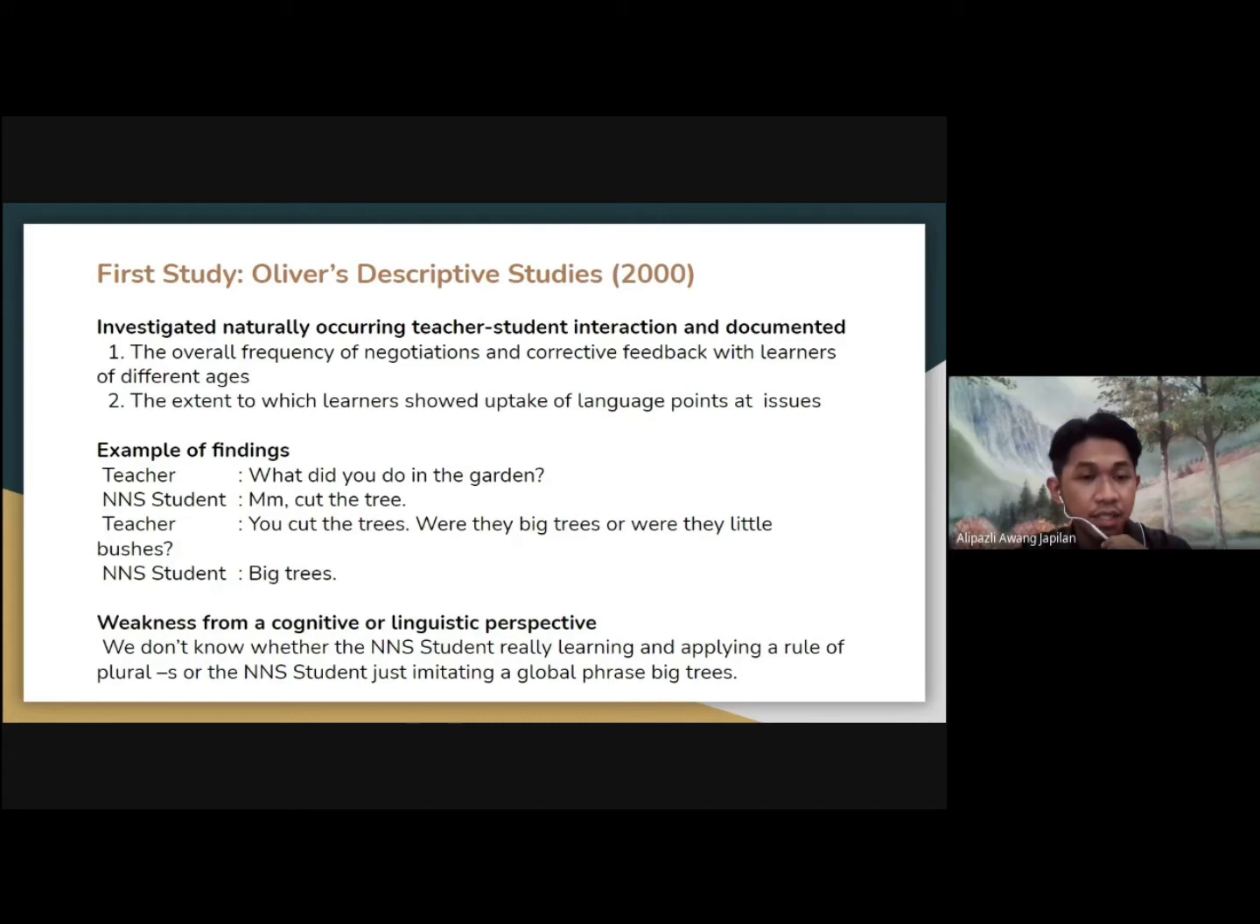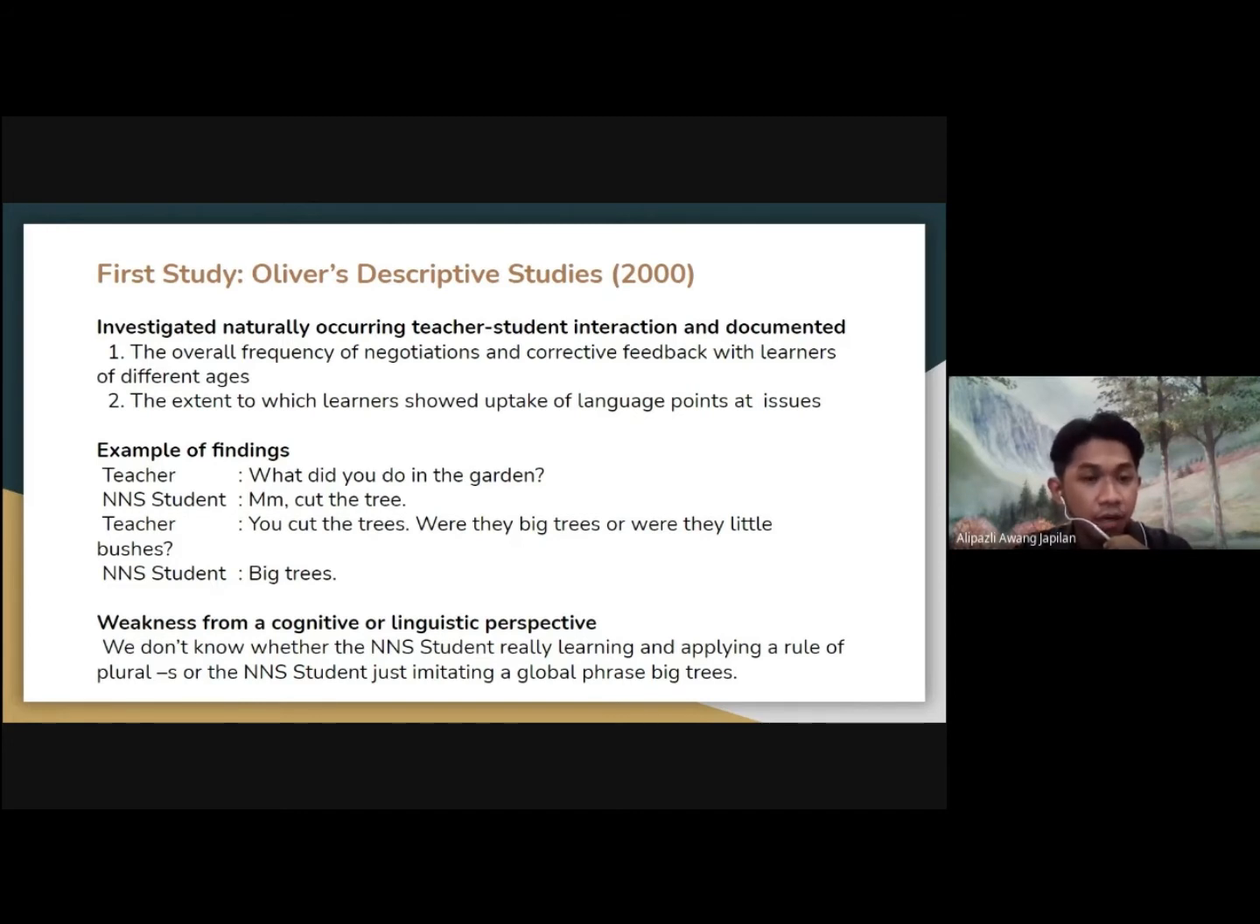If you can see, first, the teacher asked the student, "What did you do in the garden?" And then the non-native speaker student answered, "Cut the tree." And then the teacher asked again, "You cut the trees? Were there big trees or were there little bushes?" And the non-native speaker student answered, "Big trees."